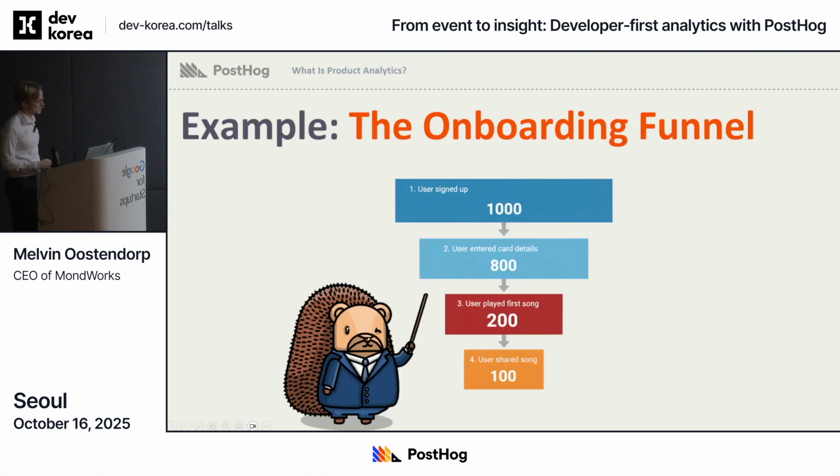Here's an example. Imagine you have a music sharing application and you want to understand your onboarding flow. So you might track a funnel like this. 1,000 users sign up, 800 enter their credit card details, 200 play the first song, but only 100 share their song. This is a massive drop-off and needs investigation. So product analytics tells you how many users complete each step, but more importantly, where they drop off.